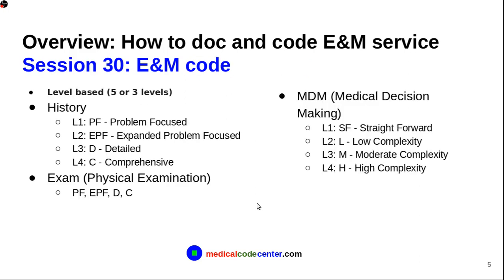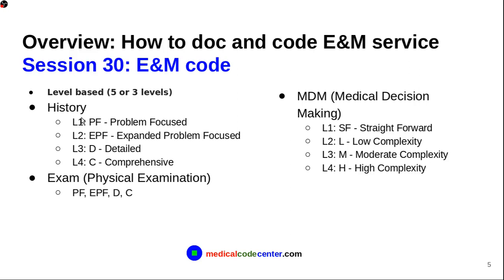So next we are talking about E&M code. The E&M code is level based. It's usually 5 levels or 3 levels or 2 levels, but mostly 5 levels. The final level will be determined by the levels of the 3 major sections.